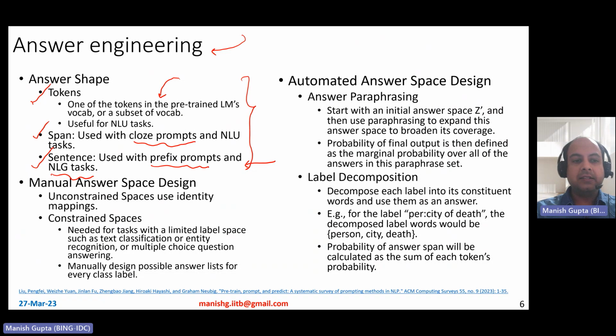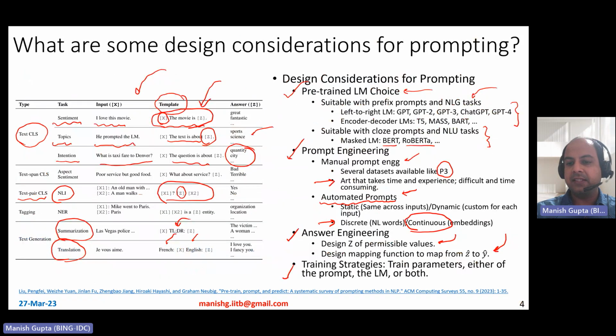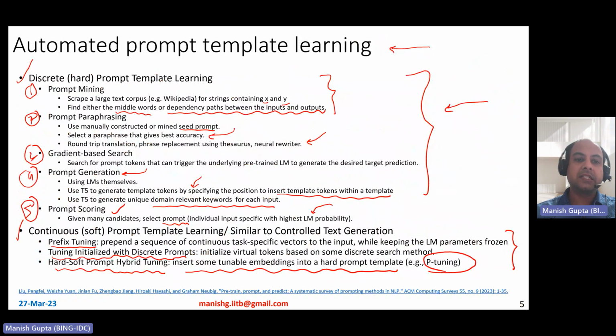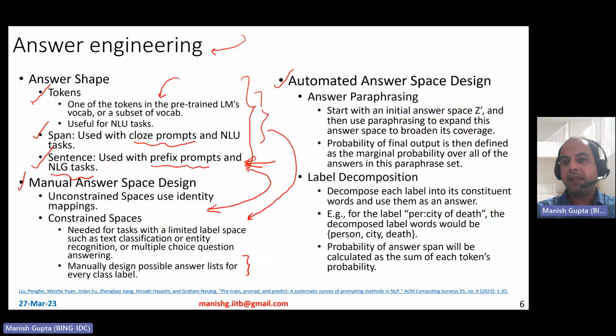Now you could do that either manually or automatically. When you're doing manual answer space design, you have to think about whether it is an unconstrained or constrained space. For sentences, for NLG kinds of tasks, it is typically unconstrained. But for NLU tasks, it is typically a constrained space. So it's needed for tasks with a limited label space, such as text classification, entity recognition, or multiple choice question answering. Then you have to manually design possible answer lists for every class label, like we did for sentiment analysis. For example, we can say that excellent, fabulous, and wonderful are the answer list for class 5.